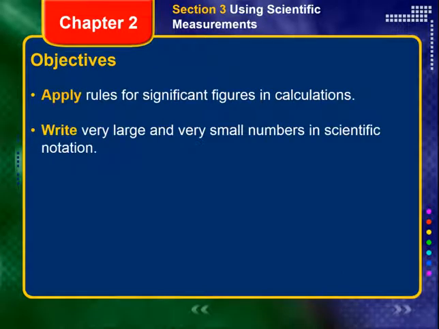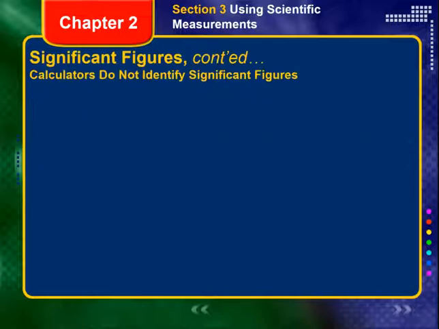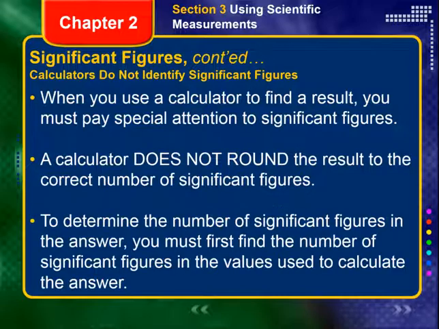All right. Our last 2 objectives that we're going to move through: applying the rules of significant figures in calculations, and writing very large and very small numbers using scientific notation. Those aren't new. Those were on your original objectives slide at the beginning of the presentation. We're just continuing to move through them.